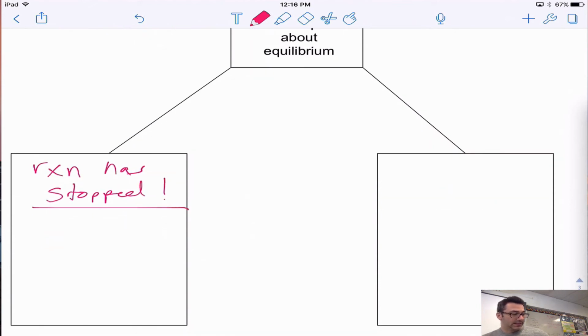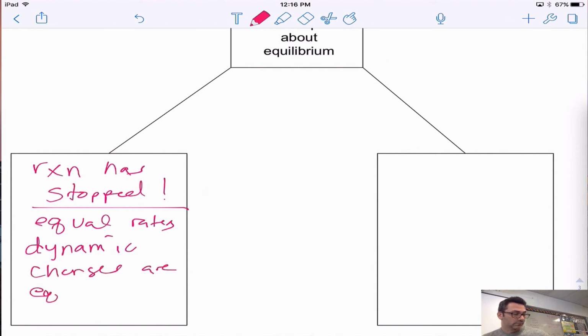But what's really happening is you have these equal rates. And so the reaction is dynamic. There are changes. It's just that the changes are equal in magnitude. The example that I like to think about is, imagine in your classroom, however many students there are, there's always 2 students that are leaving to go somewhere, the bathroom, the cafeteria, wherever. But as soon as those 2 students return, 2 other students will leave. So if you had 20 students in the class, you'd have 2 out, 18 in.